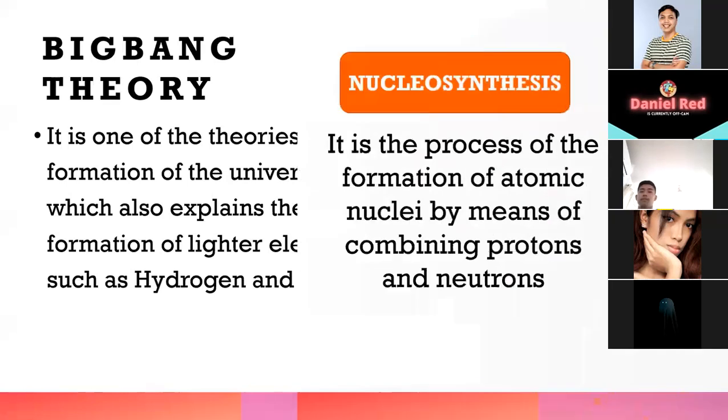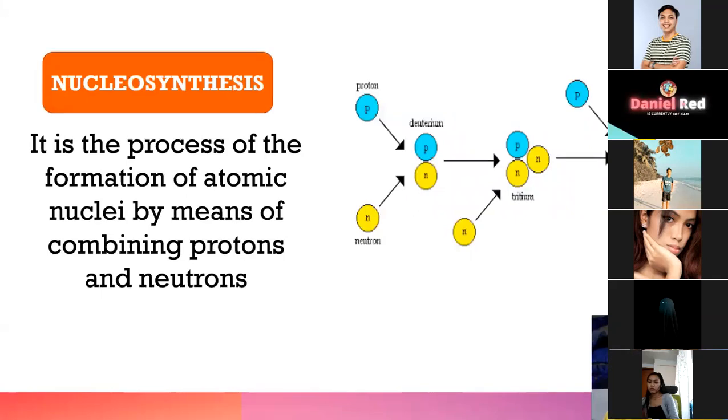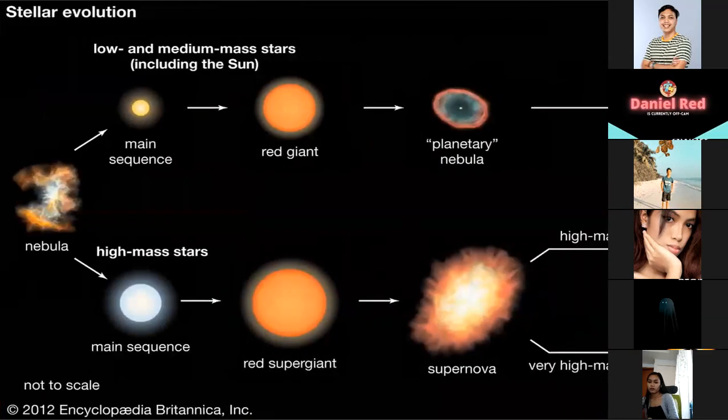Second terminology is about nucleosynthesis. Nucleosynthesis, once again, is the process of the formation of atomic nuclei by means of combining protons and neutrons. As you can see in your illustration, that is when nucleosynthesis happens. And the third terminology is stellar evolution. This representation gives you an idea how a star forms.